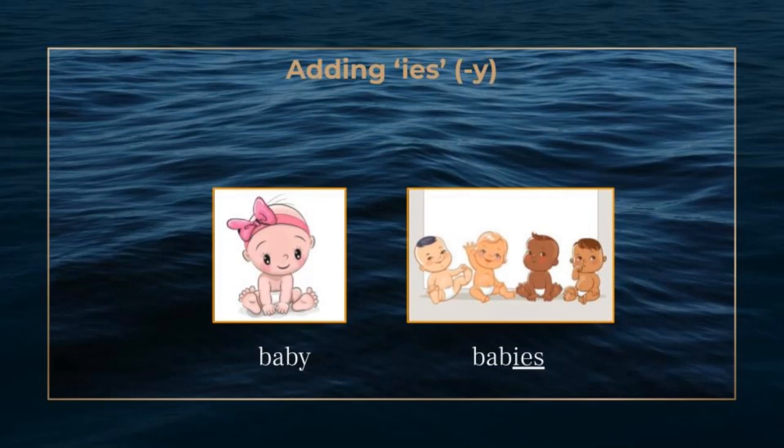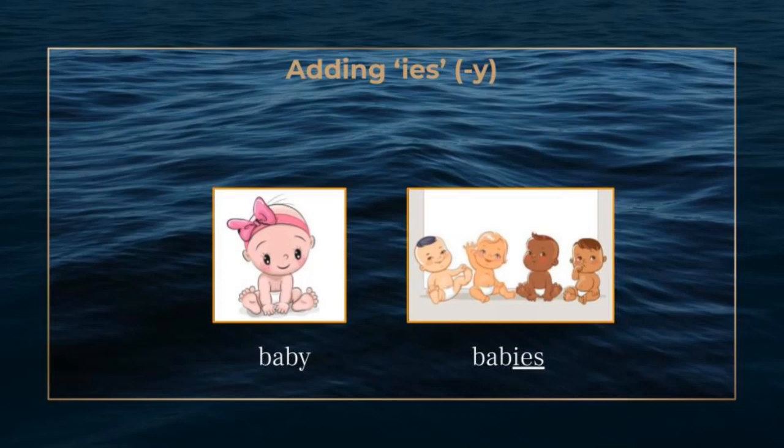Okay students, now look at the given picture. In the first picture, we have a baby picture. It is a baby. Just one baby is there, so it is a singular noun. What is the plural form of baby? Babies. Okay students, now look at the word baby, BABY.